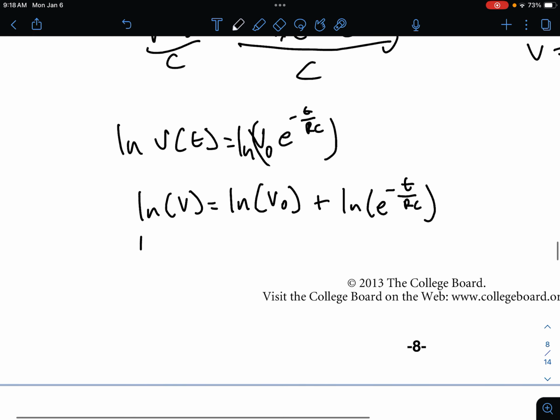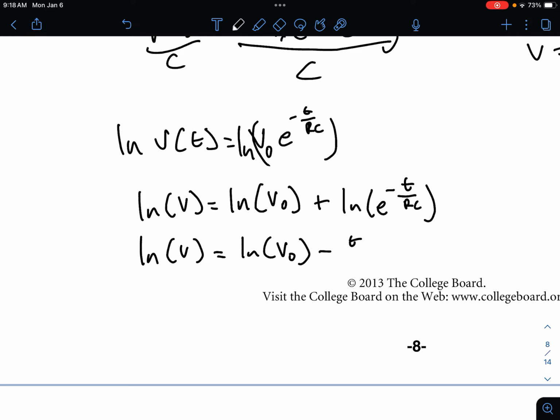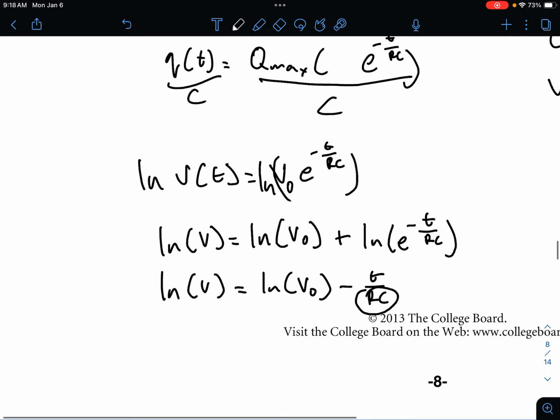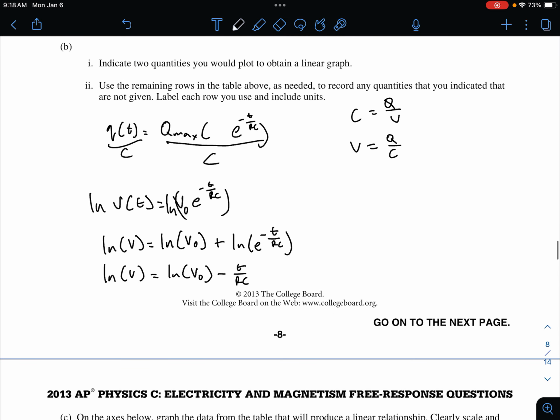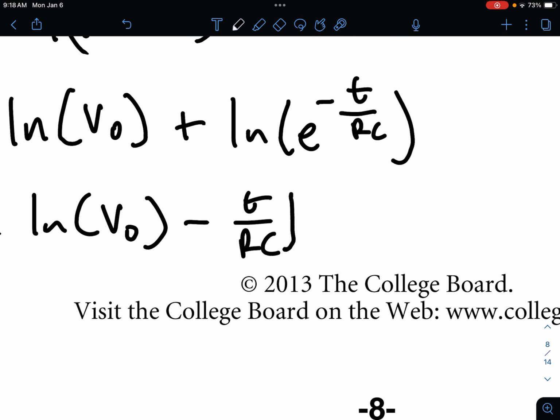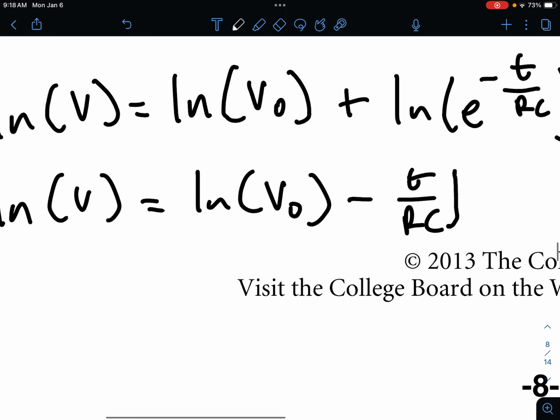And that's real nice because I get ln V is just equal to, the ln cancels out the e, I get ln V initial, which is my y-intercept, minus t over RC. Slope would then be RC. So that's how I get a linear graph. I need to natural log the voltage. So that would still be in volts, I believe, right? Because this would have units of nothing, because this is seconds over seconds. So I think it would still be volts.